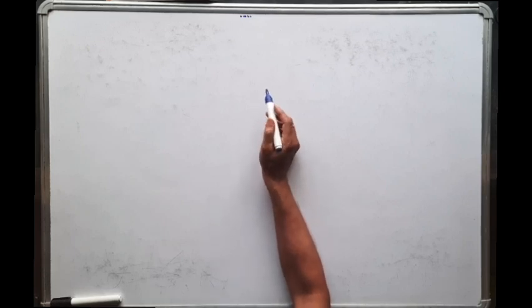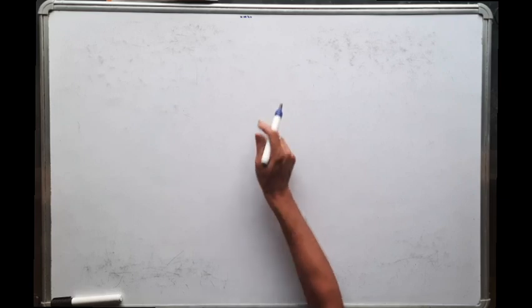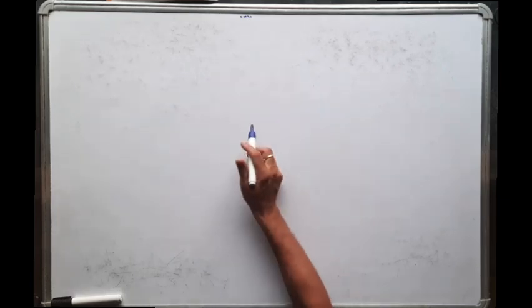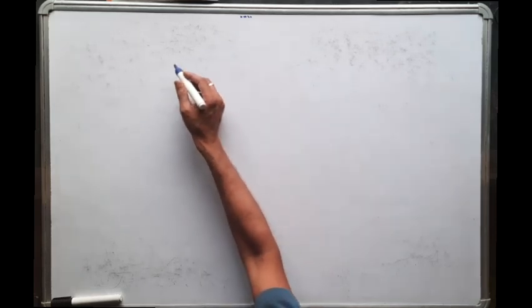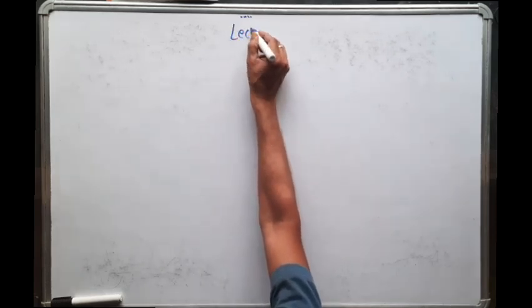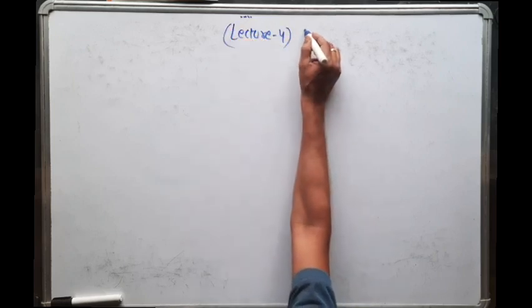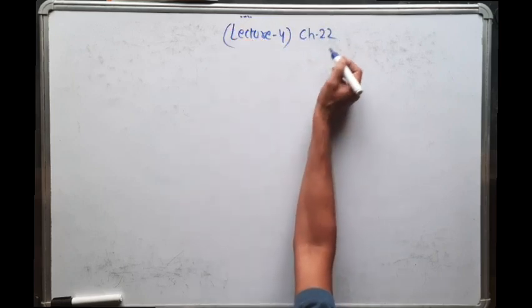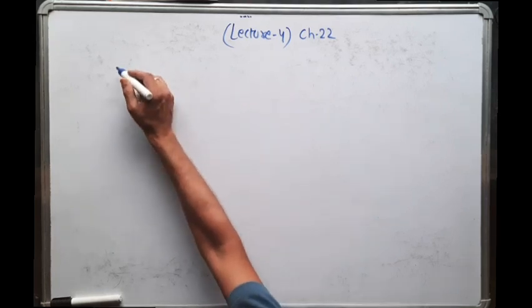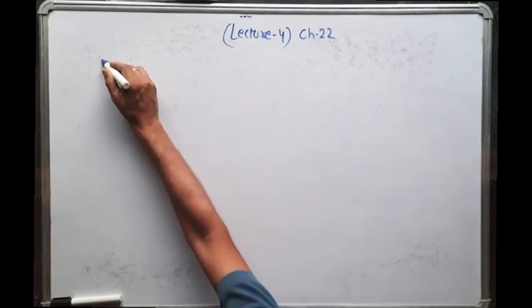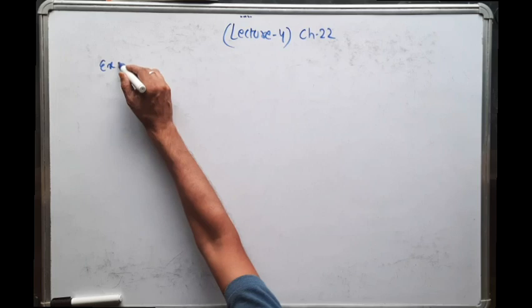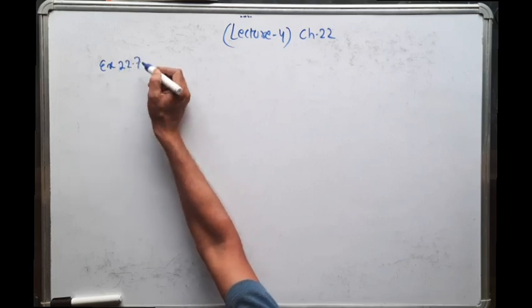In the last class, I had discussed some applications of Gauss law. So today we will discuss another application. Let us see, this is lecture number 4 of Gauss law, that is chapter 22. So let us take an example, example 22.7.